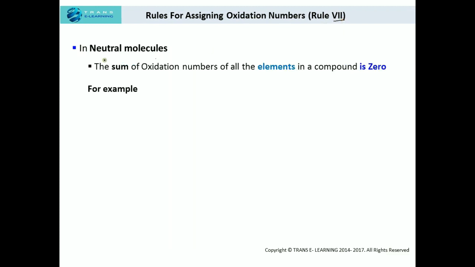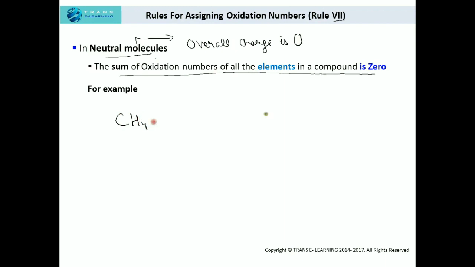Rule 7. In neutral molecules, the sum of oxidation numbers of all the elements in a compound is 0. Neutral molecules are those molecules whose overall charge is 0. That means the total sum of positively charged ions is equal to the sum of the negatively charged ions. That is why the overall charge is 0. So in these molecules, the sum of oxidation numbers of all the elements in a compound is 0. Let us take two examples.